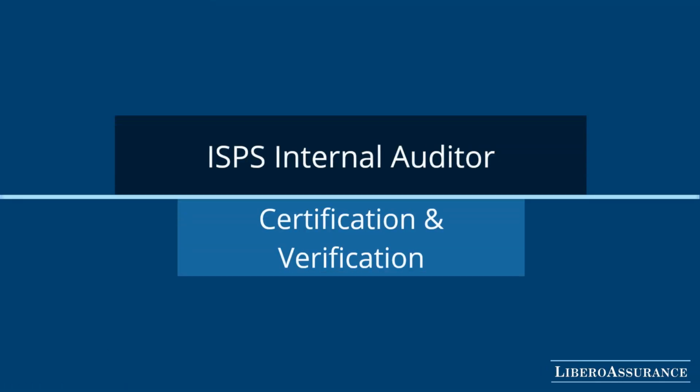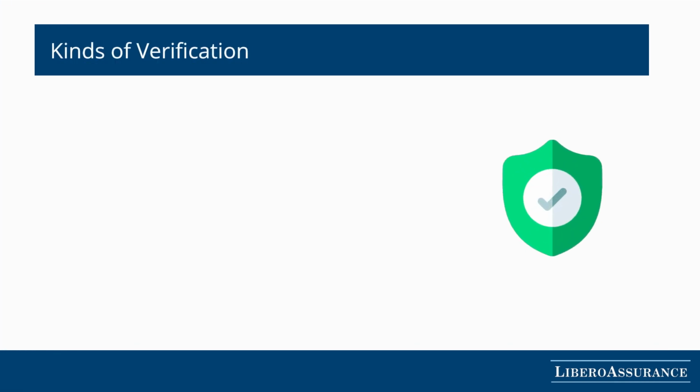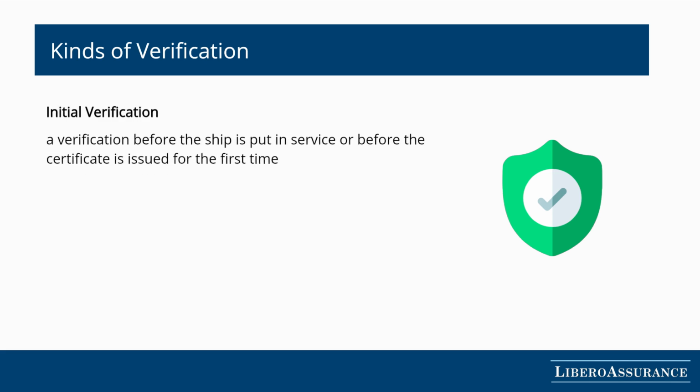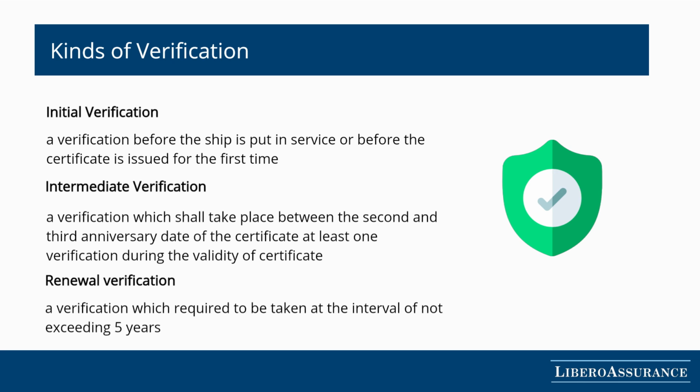Certification and verification. There are several types of security verifications conducted to ensure compliance with the ISPS code. Initial verification. This is carried out before a ship enters service or before the first issue of the International Ship Security Certificate, ISSC. Intermediate verification. Conducted between the second and third anniversary of the certificate. At least one intermediate audit is required during the certificate's validity period. Renewal verification. This is performed at intervals not exceeding 5 years, to renew the validity of the certificate.